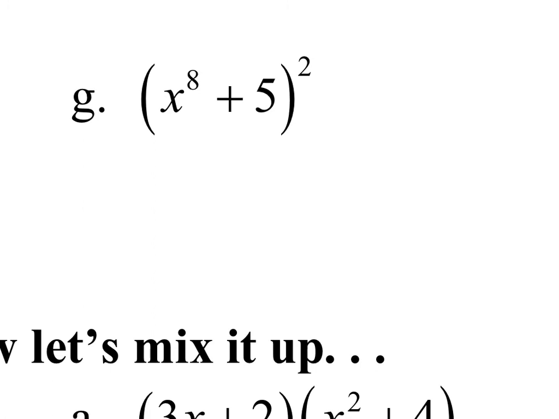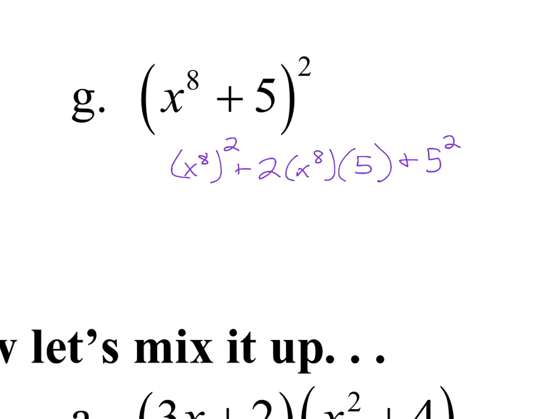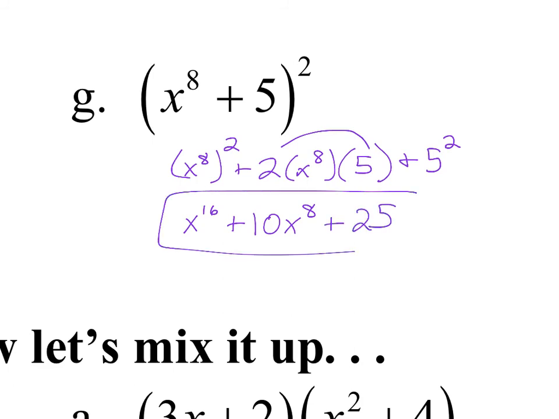Okay, x to the 8 plus 5. Well, x to the 8 squared plus 2 times x to the 8 times 5 plus 5 squared. So x to the 8 squared is 8 times 2 is 16. So x to the 16 plus 2 times 5 is 10. X to the 8 plus 5 squared is 25. And there we have it.